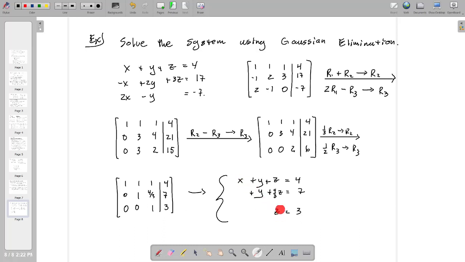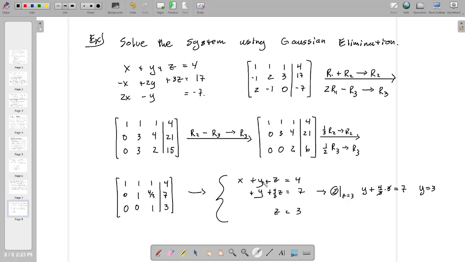Notice that we have a triangular system of equations now. We have a triangular matrix, which gives us a triangular system of equations. And we can easily back substitute. We know what z is. z is 3. Now, since I know what z is, I can just plug that in here. So we rewrite this as equation 2 such that z is equal to 3. And we have y plus 4/3 times 3, so these just cancel, is equal to 7. So y plus 4 is equal to 7, subtract, and we get y is equal to 3.